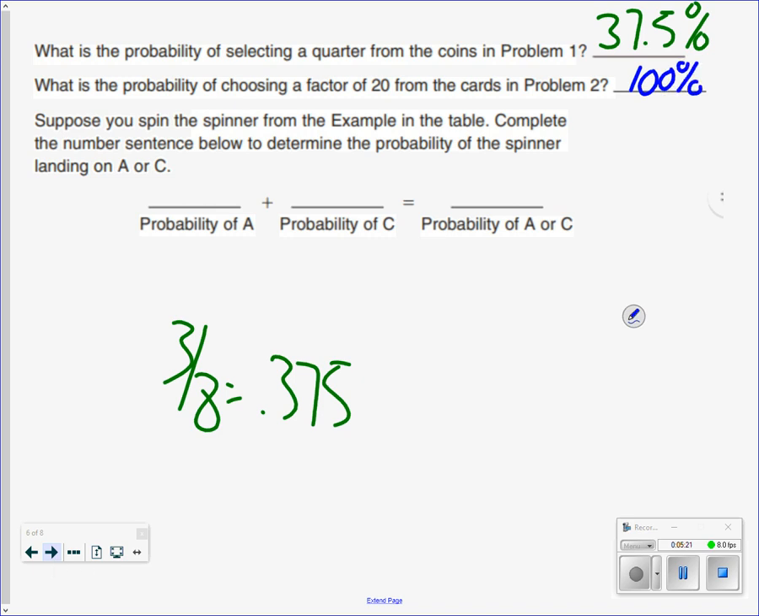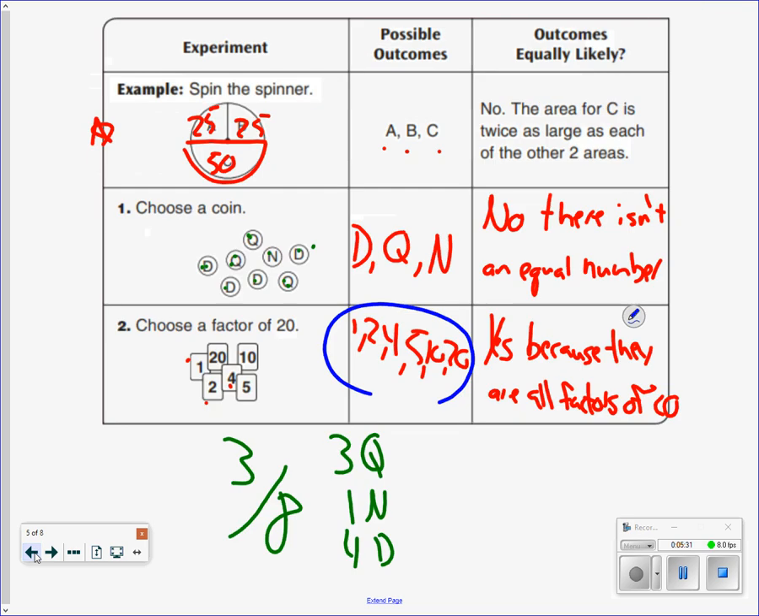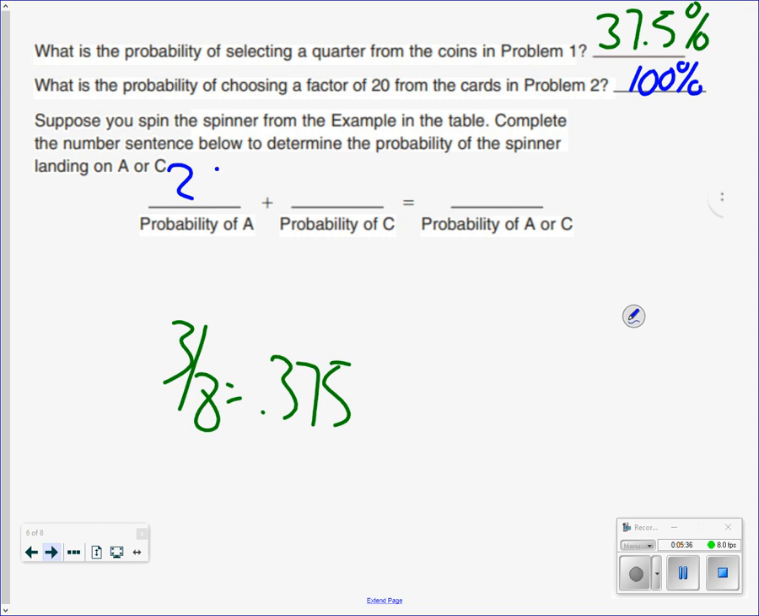Okay. Suppose you spin the spinner from the example in the table. So that's problem number 1 below. Determine the probability of the spinner landing on A or C. Well, let's take a look at A. A is a 25, C is a 50. So we have a 25%, a 50%. So probability of an A or a C is 75%. I would agree with that because B is your other option, and that was 25%.